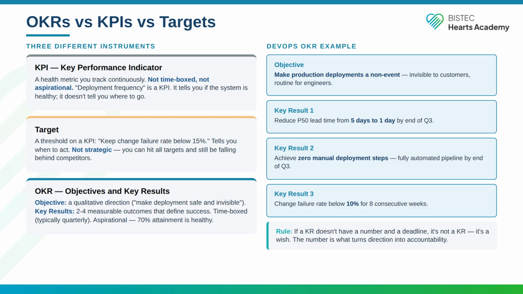They are not checklists. If you hit all your key results at 100% every quarter, your OKRs are not ambitious enough. The standard is that 70% attainment is success. The stretch is the point. A good DevOps OKR connects a capability improvement directly to a business outcome, not just to an engineering metric.